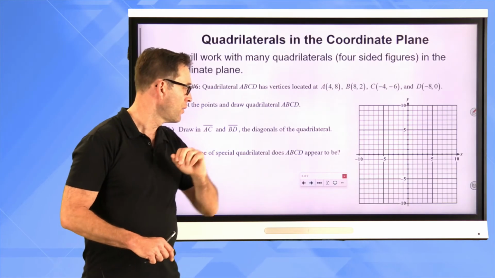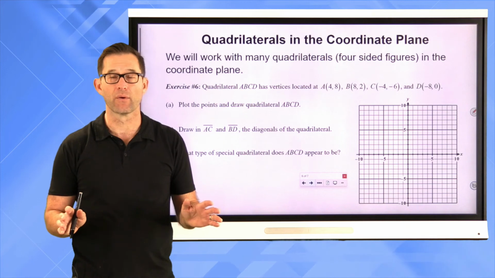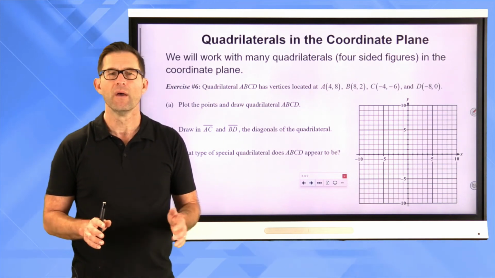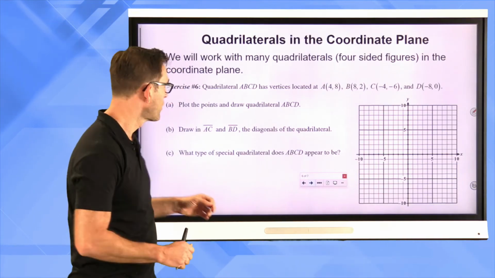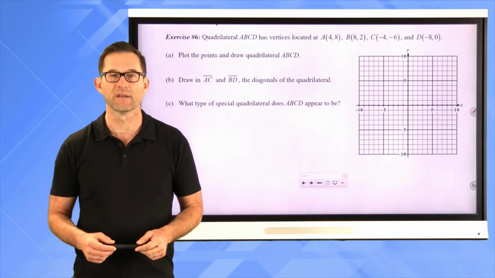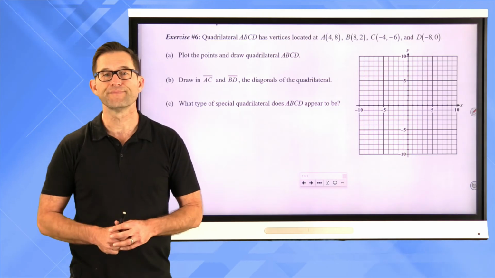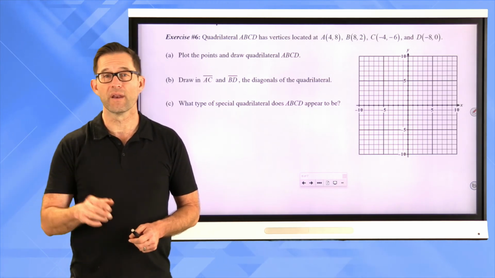Okay. One more problem. Let's take a look at quadrilaterals in the coordinate plane. Now we're going to work with many quadrilaterals, which are four-sided figures in the coordinate plane. I think it's Unit 6 that we devote to quadrilaterals, and we will do a lot of that work in the coordinate plane. So let's take a look at a little bit of that in exercise 6. Quadrilateral ABCD has vertices located at A (-4, 8), B (8, 2), C (-4, -6), and D (-8, 0). Letter A, plot the points and draw quadrilateral ABCD. Awesome. So why don't you go ahead and do that, and then we'll get it up on the board.